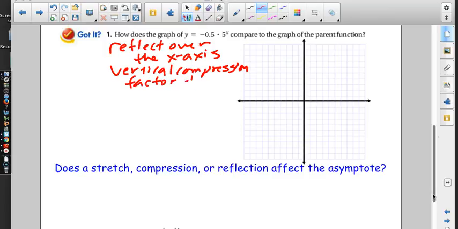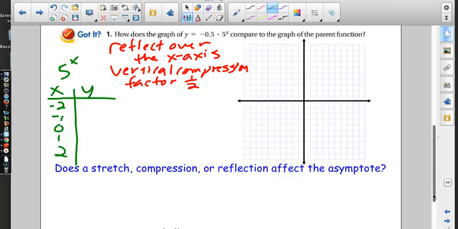Factor 1/2. So I start thinking, isn't that just what we did in the last one? Didn't we have a reflection over the x-axis and a compression? So this ought to do pretty much the same stuff. So how we're going to graph it is we're going to go back to a standard table and say, okay, well, the book was just using -2, -1, 0, 1, and 2. Might as well give those a try. And our original parent function is now 5 to the x. So that's what's going to go in here.